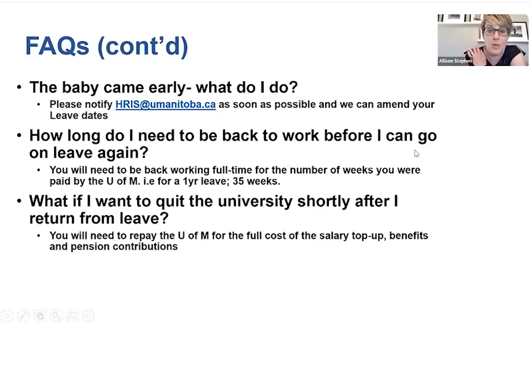How long do I need to be back to work before I can go on leave again? You need to be back to work full time for the number of weeks you were paid by the U of M. So to go on a second leave, you have to be back the number of weeks that you were given that entitlement. What if I want to quit the university shortly after I return from leave? You would have to repay the full cost of the salary top-up, benefits, and pension contributions.